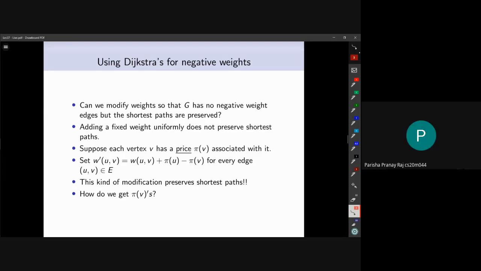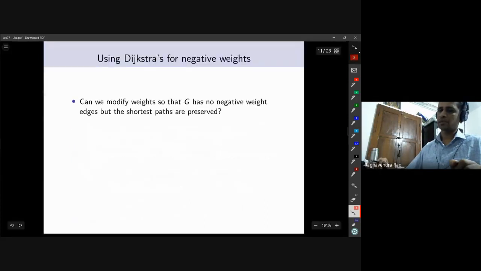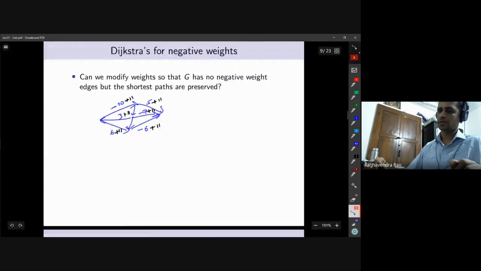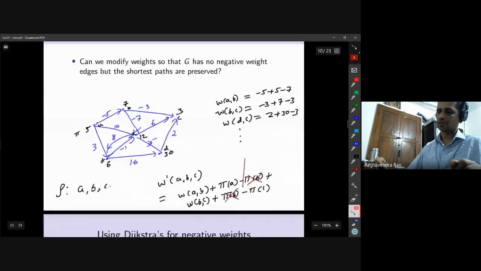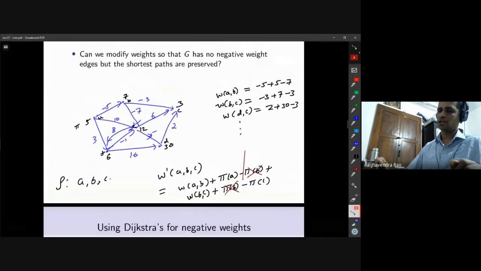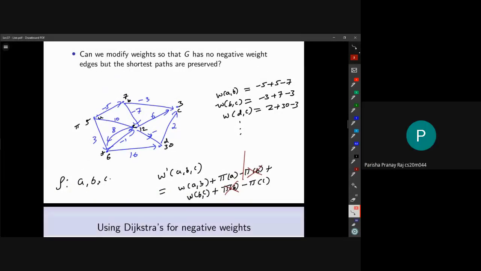Hello, sir. What do you mean by telescoping? I'm not understanding that term. Yeah, this is called telescoping sums. If you remember, you must have seen this. If you have a summation, all intermediate values cancel. This is called telescoping.